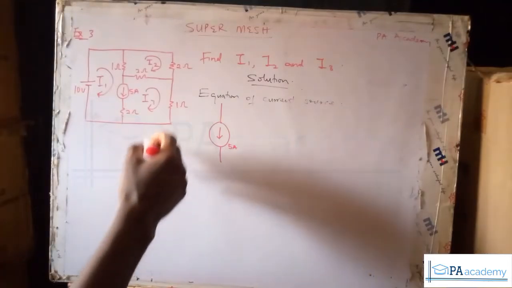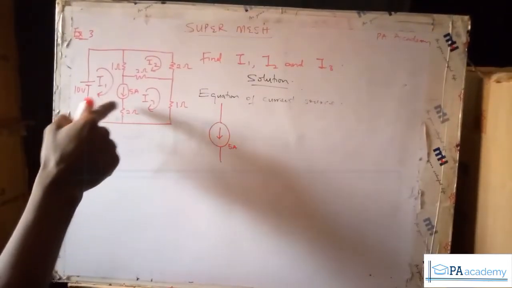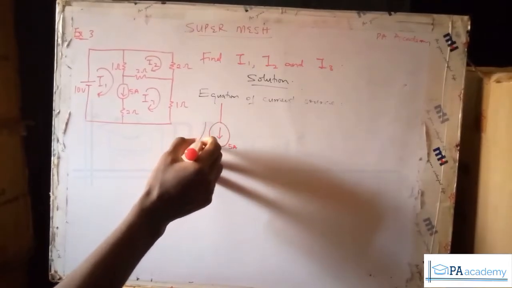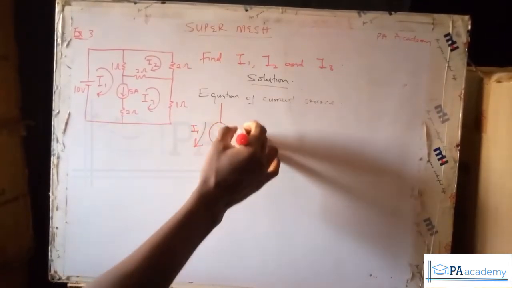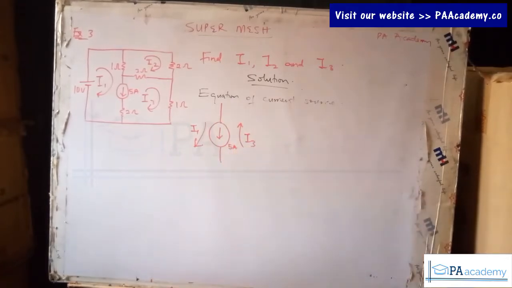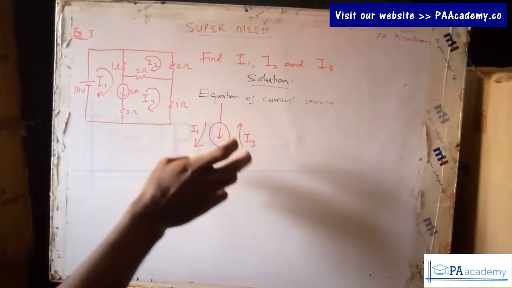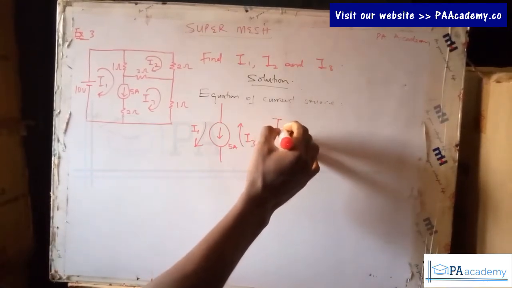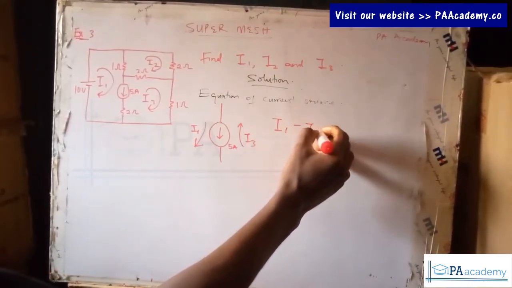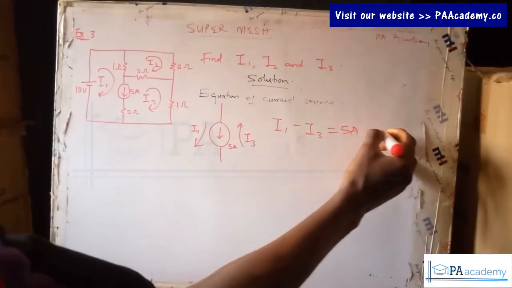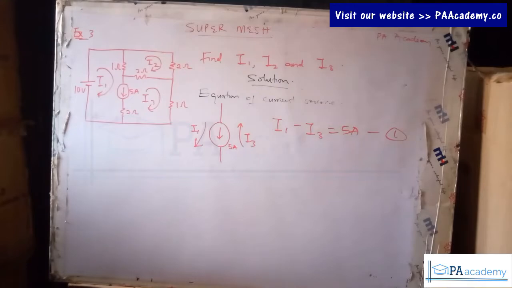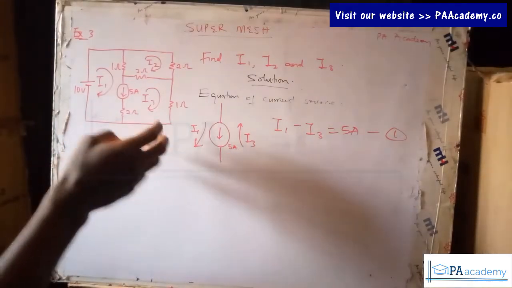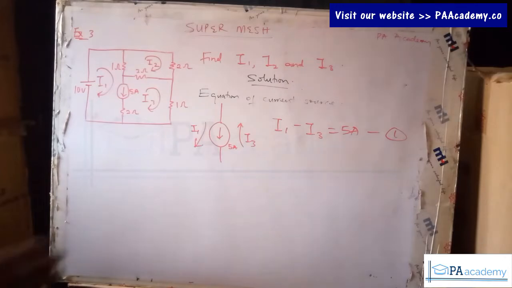There are two currents in that direction. We have I1 like this, and then we also have, in the opposite direction, I3. Don't forget, when you are to write the equation of the current source, you look at the one that is in the same direction as the given current source, which is I1. So you're going to have I1 minus I3 equals 5 amperes, and this is our equation 1. This is always very easy to deduce.